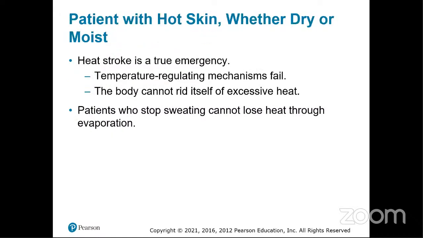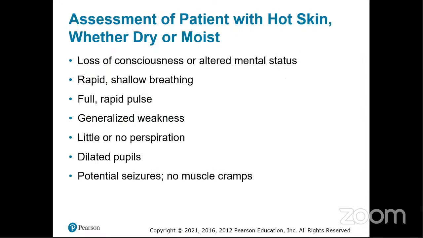So heat stroke is a true emergency. They no longer can control their body temperature, and they can't get rid of that excessive heat. So they will stop sweating and cannot lose heat through evaporation. They're going to go unconscious on you, have that rapid, shallow breathing, same thing, they're trying to get rid of the heat any way they can. They're going to have a full rapid pulse, generalized weakness, little or no perspiration, dilated pupils, and potential seizures, and no muscle cramps. The seizures are coming from they've lost that salt, so that sodium potassium balance is gone.